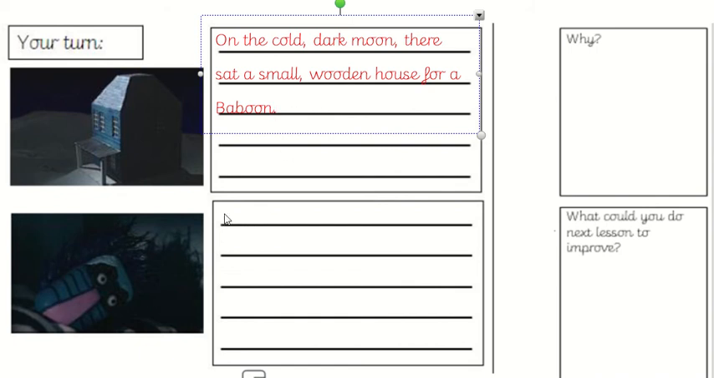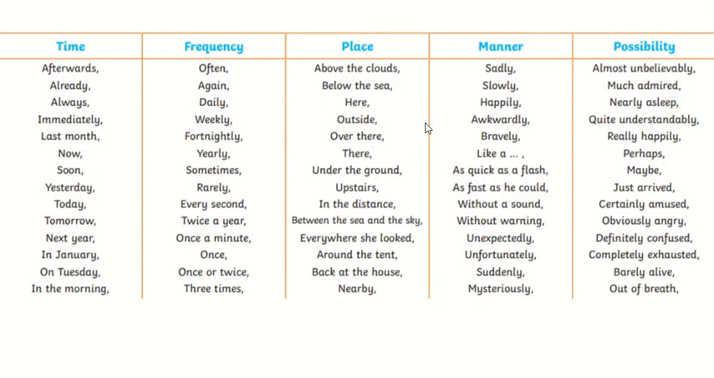So remember, when we start this one as well, you need a fronted adverbial. How did he wake up? Did he wake up suddenly? Did he wake up slowly? This one would be manner. So there's a list here that you can come back to if you need it. So sadly, slowly, happily did he wake up? Awkwardly, without a sound, or without warning, did the alarm go off?